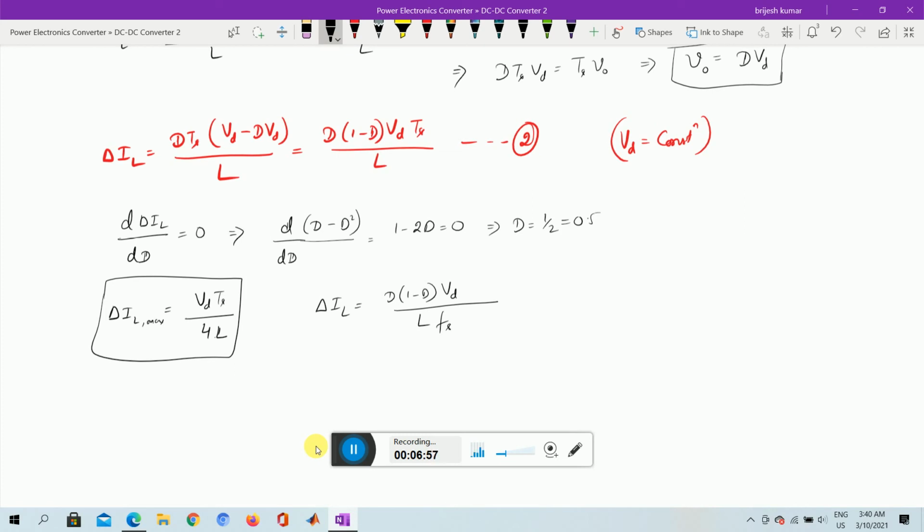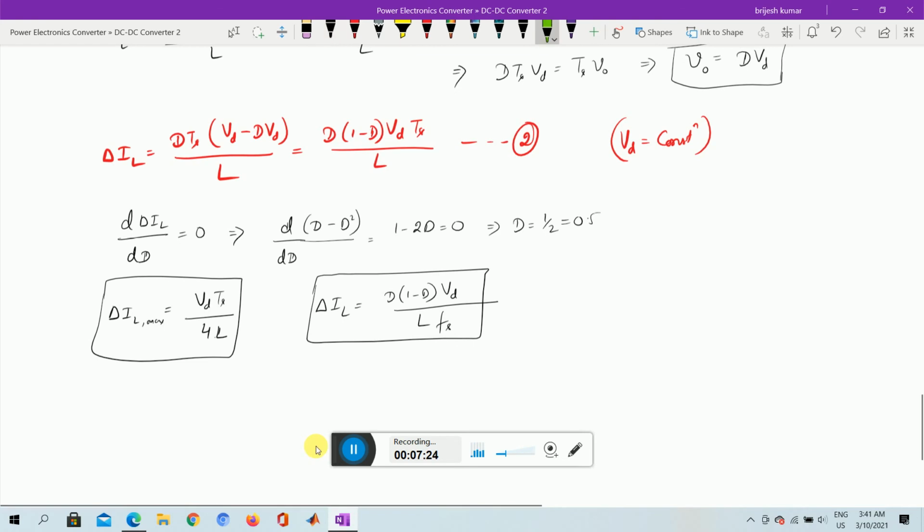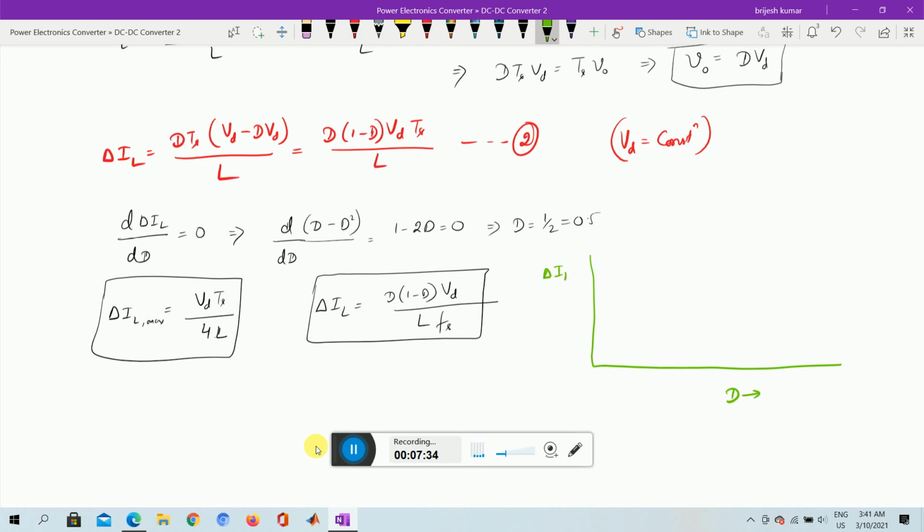We can also write delta IL like this. So it is inversely proportional to the switching frequency, and directly proportional to the duty cycle and directly proportional to the supply voltage. The more the supply voltage, the higher the value of delta IL. Let us say on the x-axis we have the duty cycle d, and on this side we have delta IL.